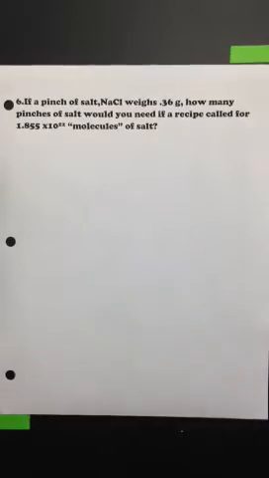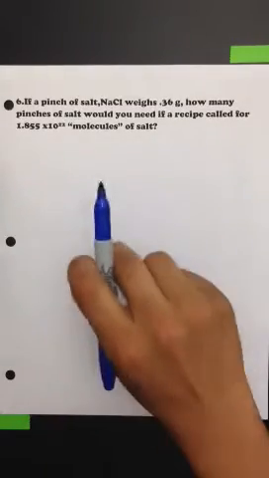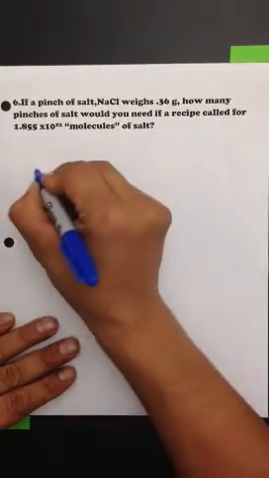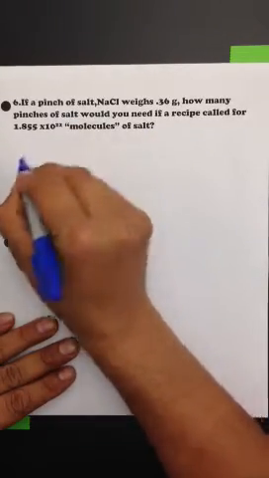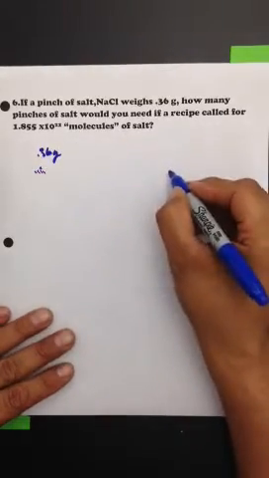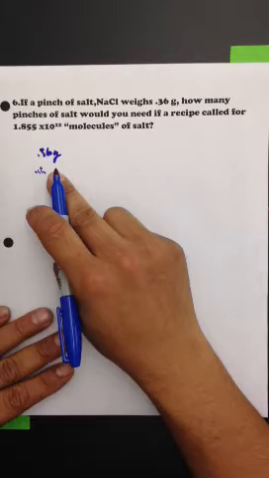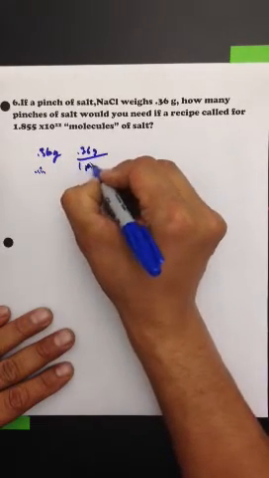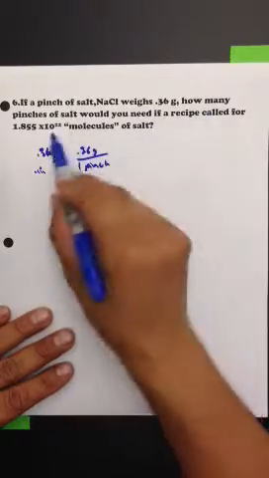All right, let's see what we got here. Like a spoonful of sugar, but a pinch of salt. All right, a pinch of salt weighs 0.36 grams. How many pinches of salt? So for each one pinch, 0.36 grams. How many pinches of salt?